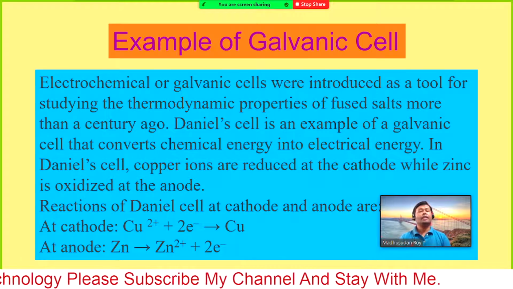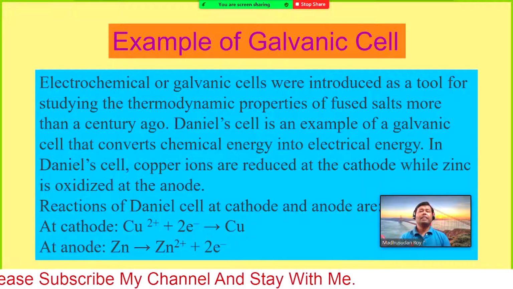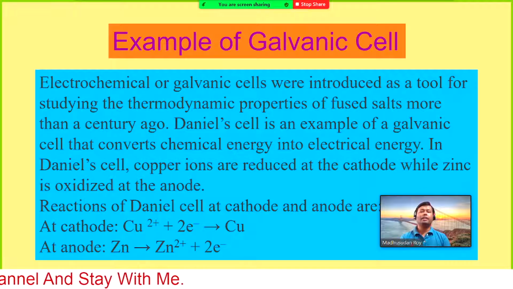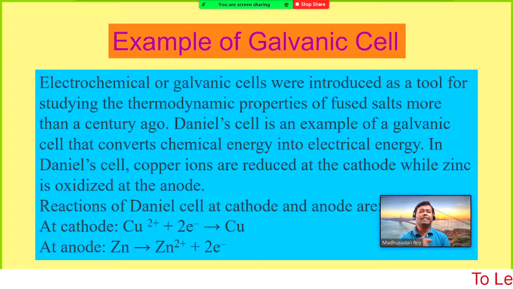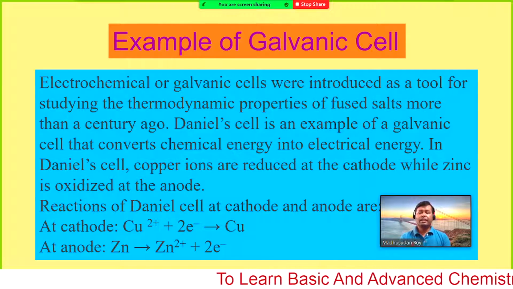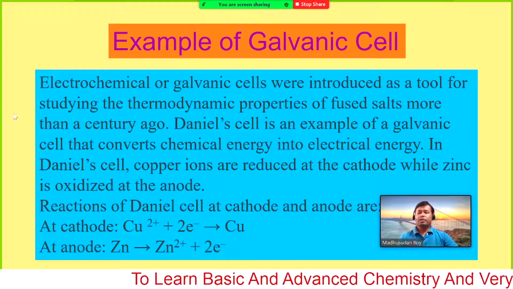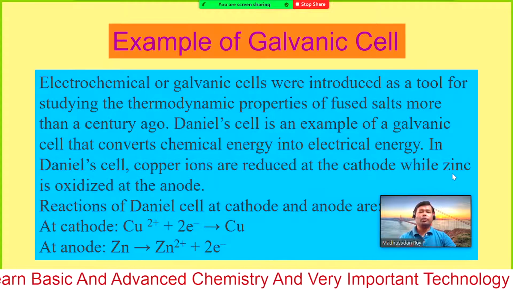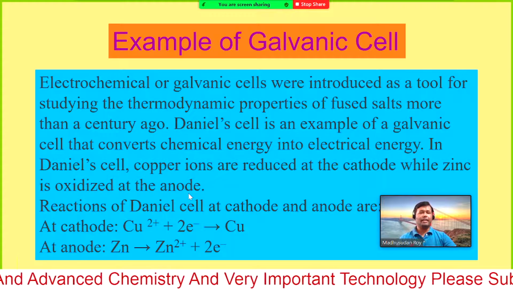The Daniell cell is an example of a galvanic cell that converts chemical energy into electrical energy. So what is the Daniell cell? It is just the example or the diagram I have shown you in the previous slide. So what reactions happen? In the Daniell cell, copper ions are reduced at the cathode while zinc is oxidized at the anode.